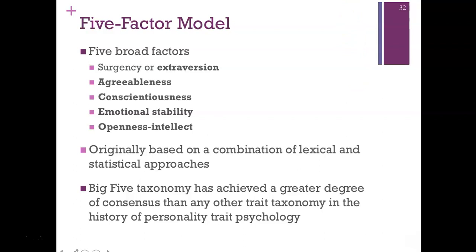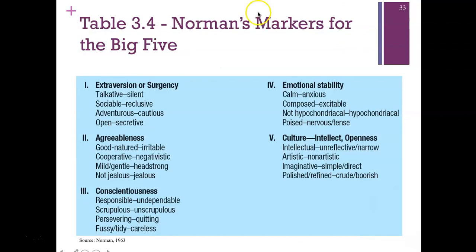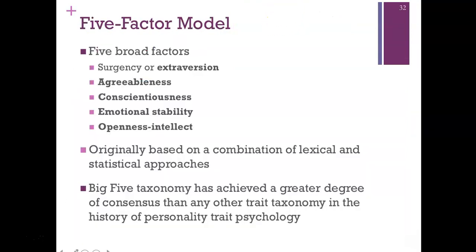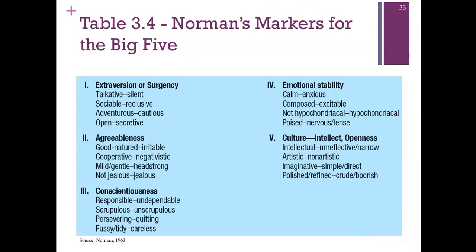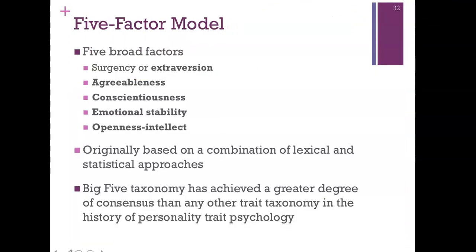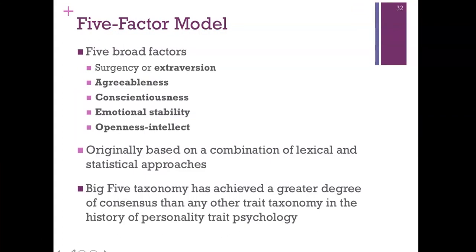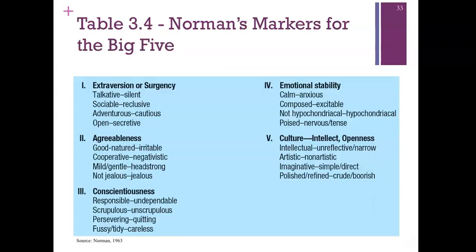So the Big Five taxonomy has achieved a greater degree of consensus than any other trait taxonomy in the history of personality trait psychology. So it's kind of where it's at right now. This is the generally accepted model of personality, and it's really the only one that has a significant amount of statistical and empirical backing to it.